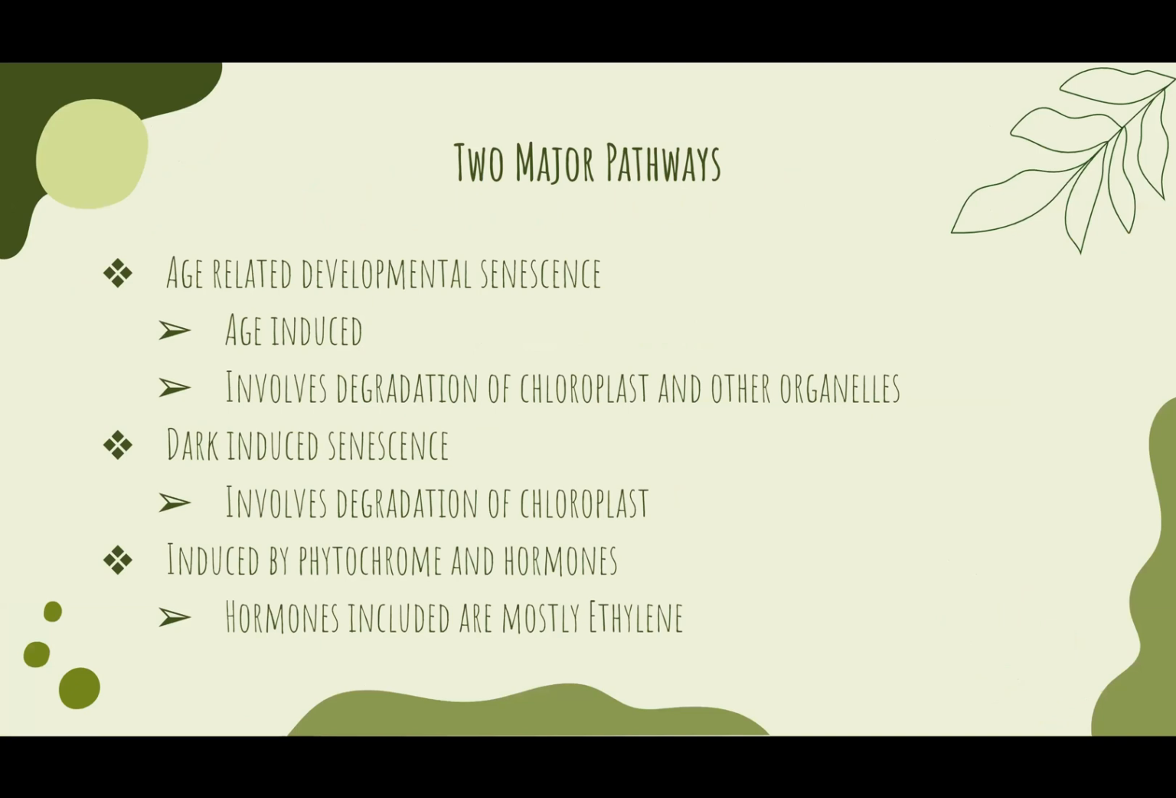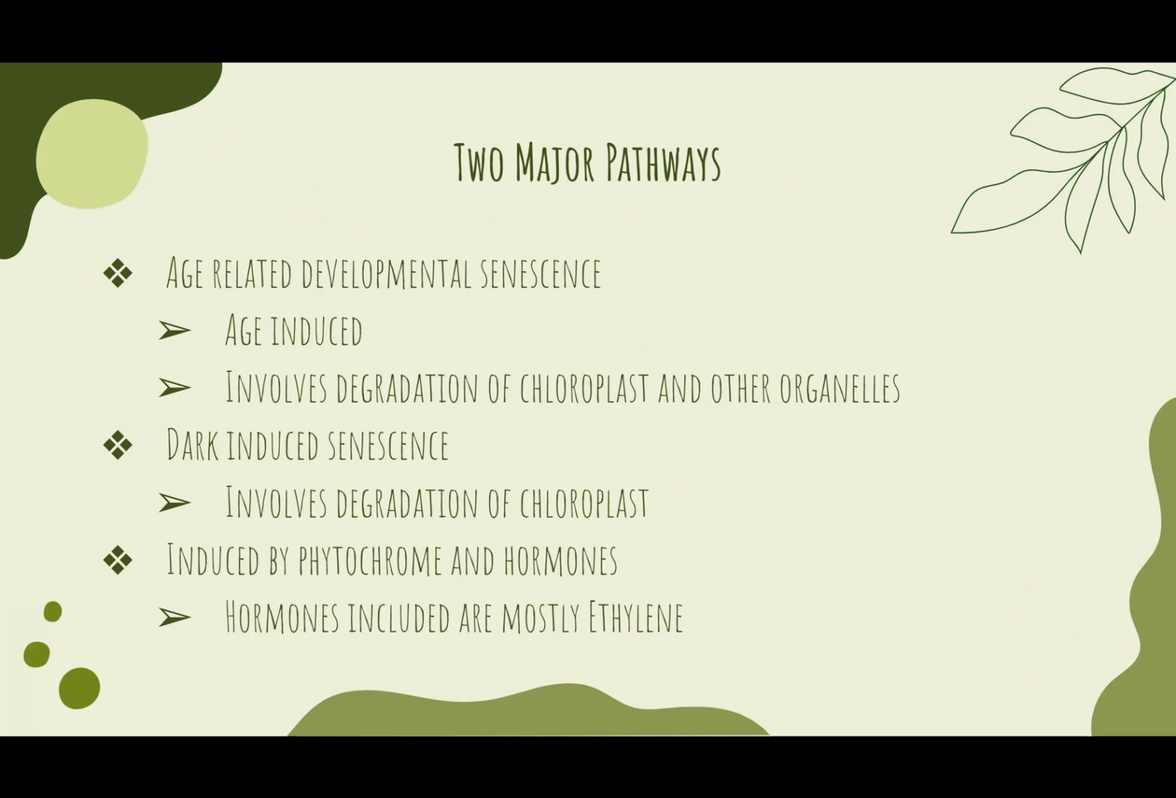For leaf senescence, there are two major pathways involved. These pathways are induced by SAG genes in the plant. SAG just stands for senescence-associated genes. The main hormone that is involved in the processes is ethylene, but gibberellins, jasmonic acid, and ABA can also be present and induce leaf senescence.